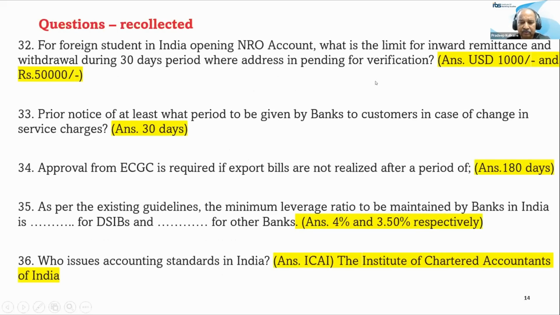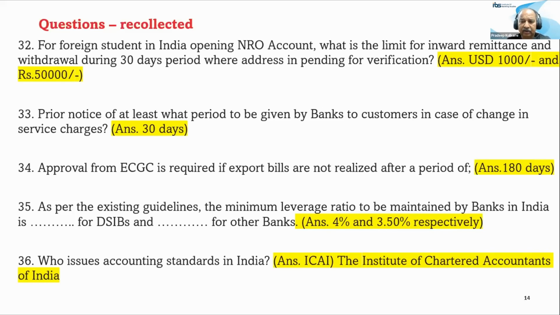See, the leverage ratio has started being implemented in the country, and now 3.5% is for other banks and 4% is for DSIBs. DSIBs need to carry the additional Tier 1 capital also. And the additional Tier 1 capital requirement for DSIB differs for State Bank of India and the private sector banks, that is ICICI Bank as well as IDBI Bank. Who issues accounting standards?